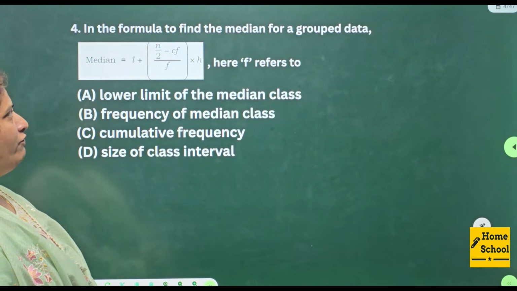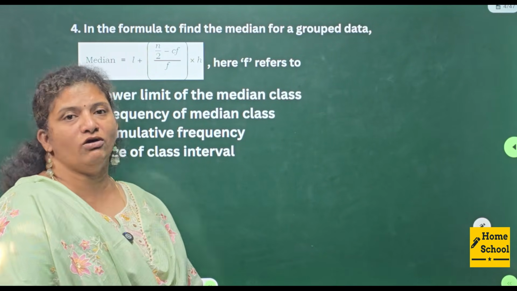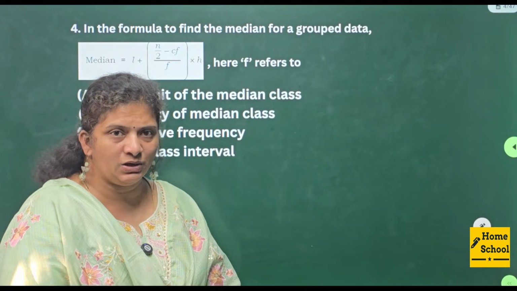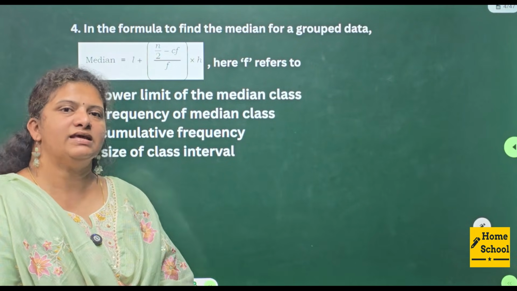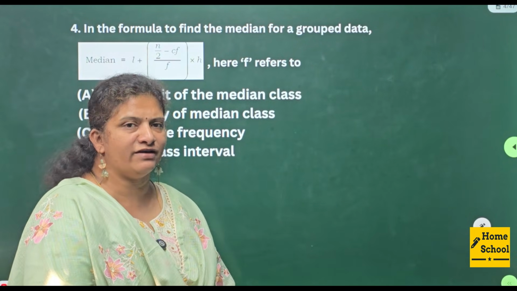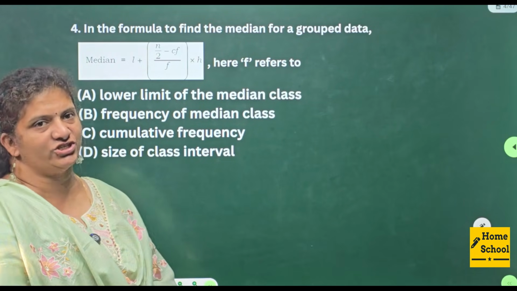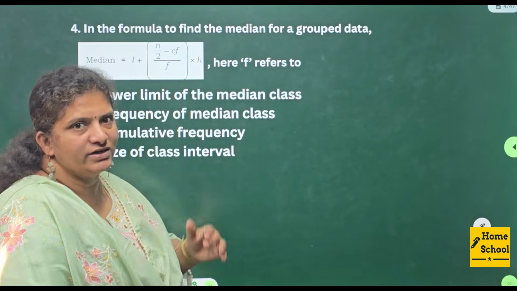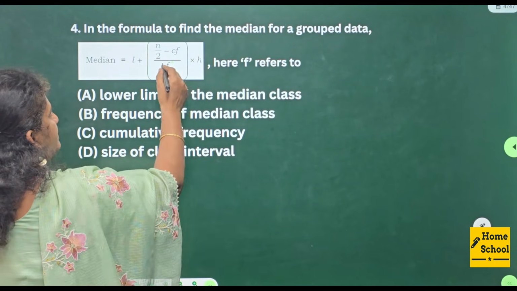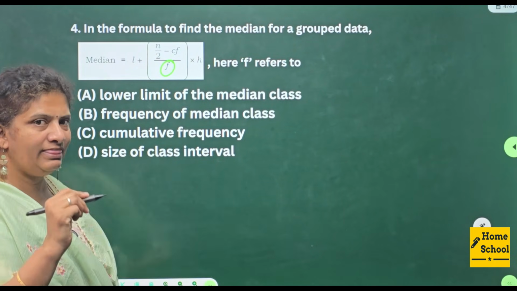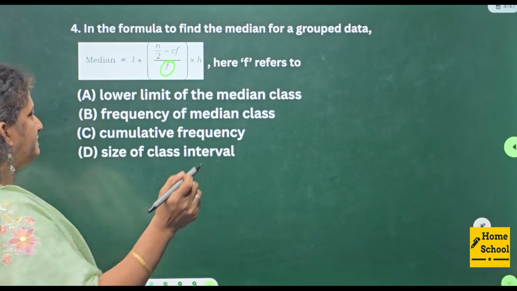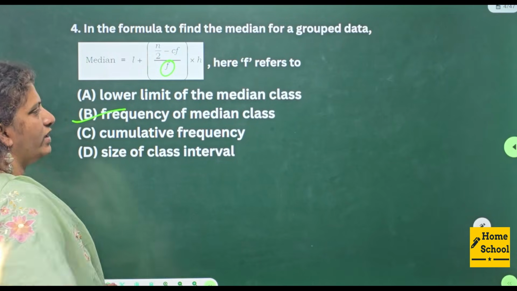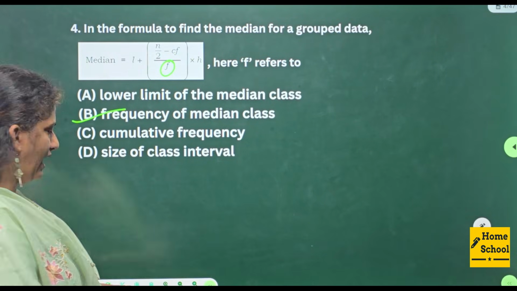Fourth one, in the formula to find the median of a group data. Median formula, median is equal to L plus N by 2 minus CF by F into H. In this, what does F refer to? F is the frequency in the median class. Where is the frequency? Yes, option B, frequency of median class.